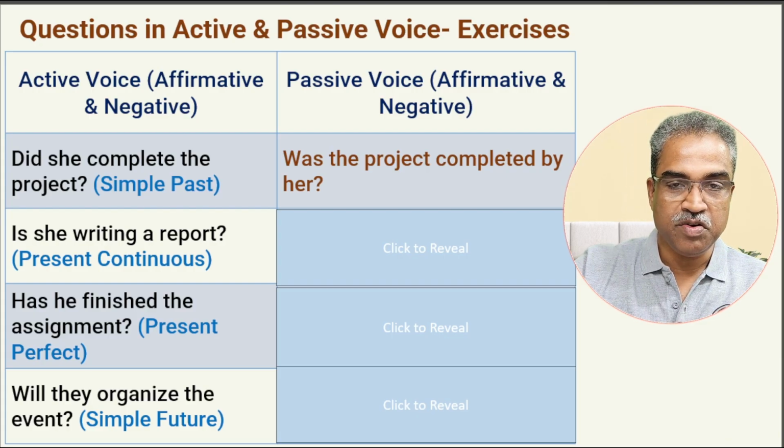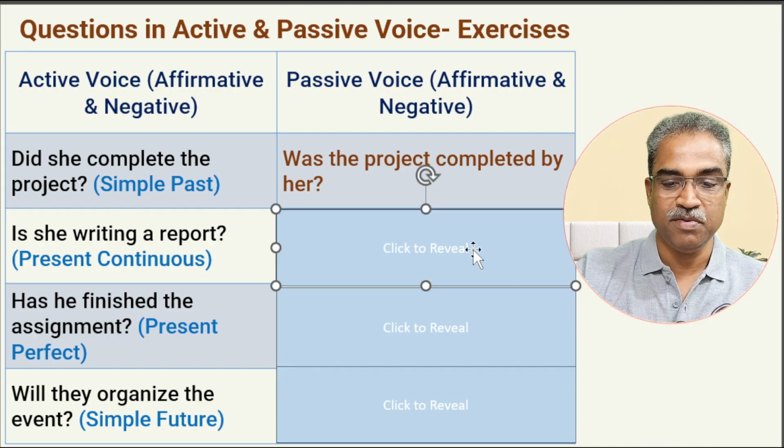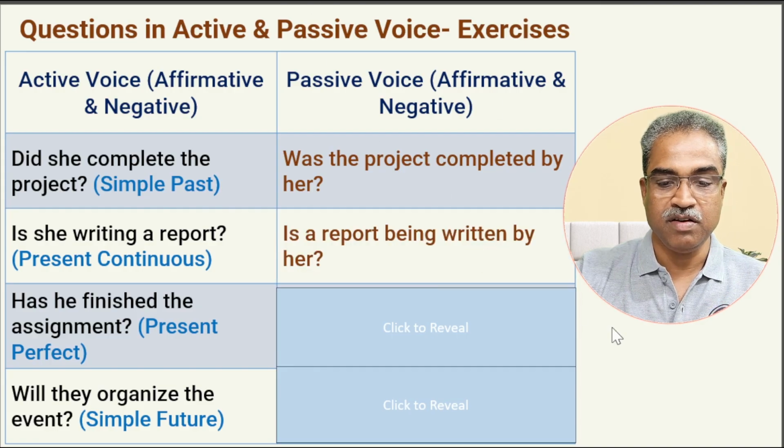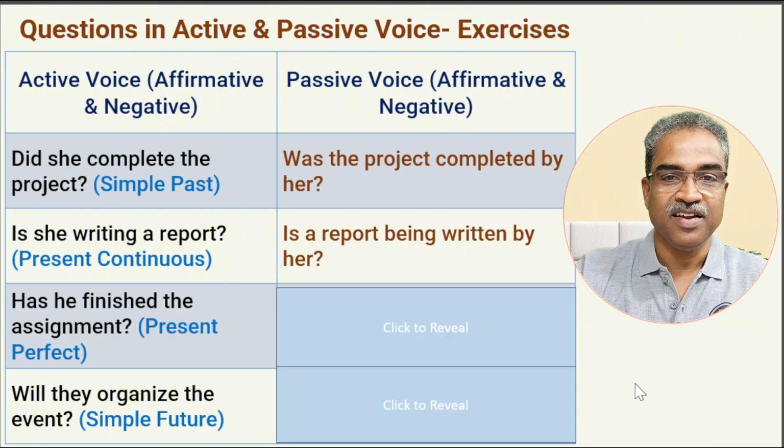Is she writing a report? Present continuous tense. Yes, she is writing a report. She is writing a report. A report is being written by her. Is a report being written by her? Think about it. Think about the answer. Is a report being written by her?